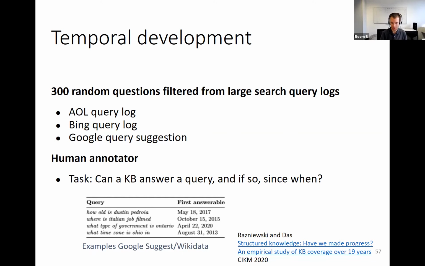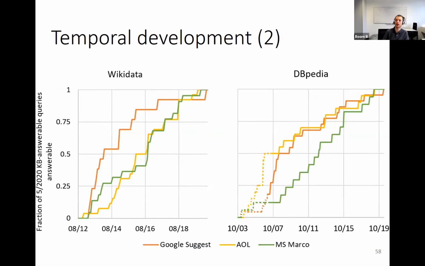And then again, we can plot how the answerable queries change over time. On the left-hand side for Wikidata, on the right-hand side for DBpedia.